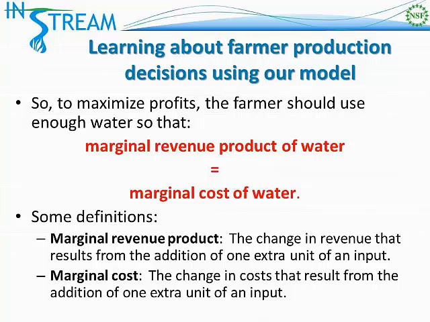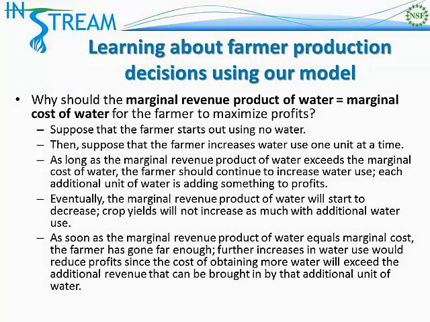Okay, so in this context where we're dealing with water, the marginal revenue product of water is the additional revenue that the farmer will get if he uses another unit of water. And the marginal cost of water is going to be the additional cost that the farmer will incur in order to use another unit of water. And in our analysis here, we determined that the marginal revenue product of water must equal the marginal cost of water. And so why is that? The model tells us that that must be true for the farmer to maximize profits. But we want to think about why that is the case.